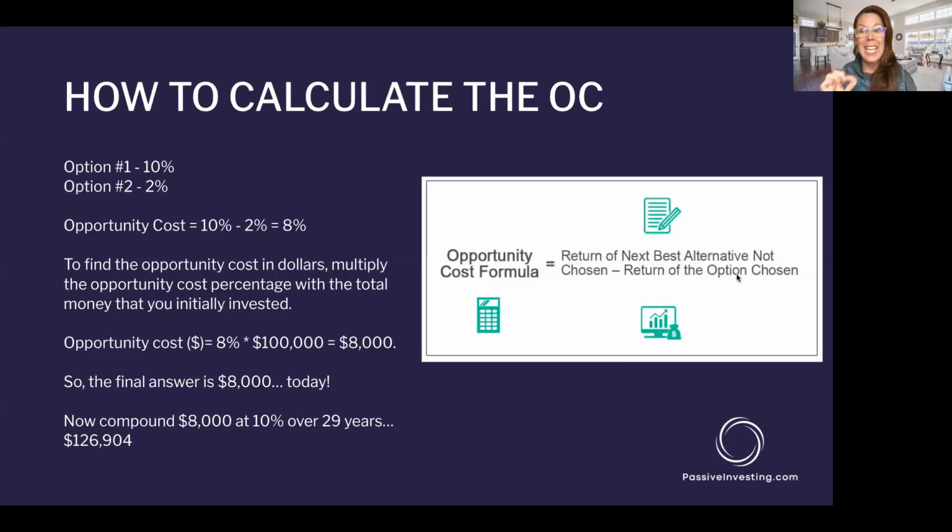It's not the $8,000. It's the $8,000 compounded out at 10%. Let's say you lost $8,000 in year one, but that's $8,000 you never could have earned and you never could compound. So now over the next 29 years, you actually lost $126,000. Now, what happens if you continue to make the same mistake year over year over year? This just compounds even further.